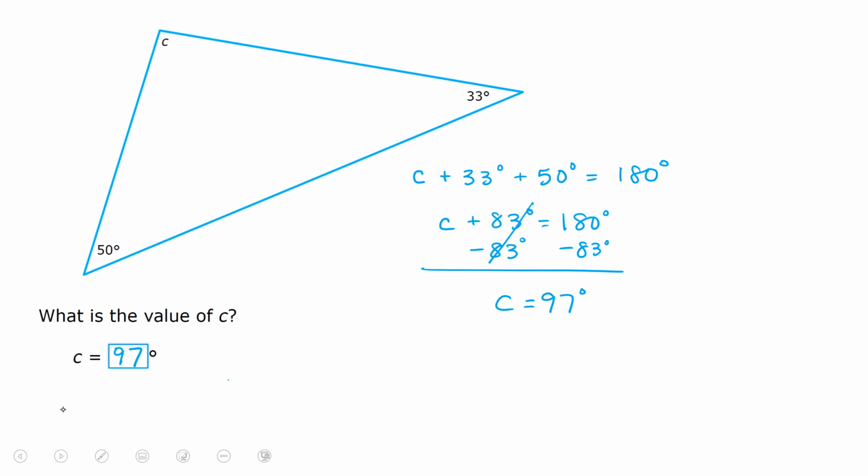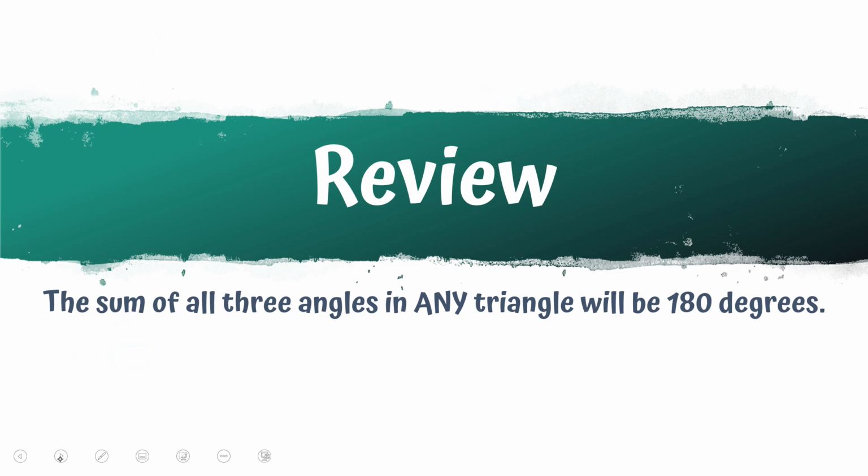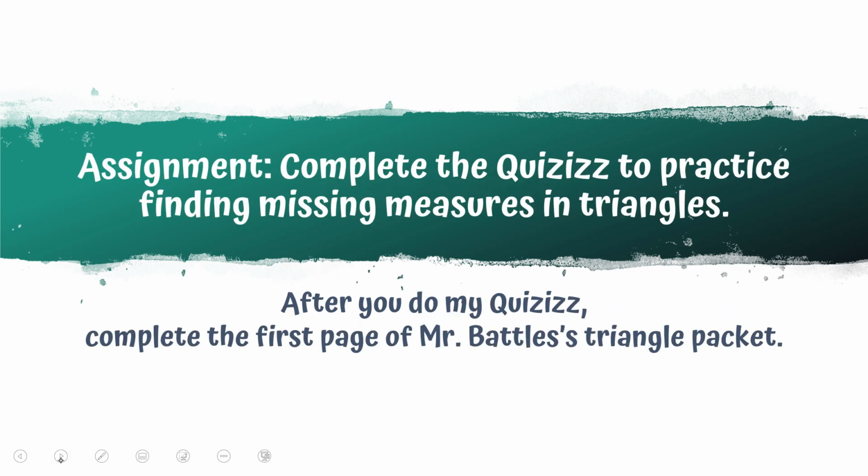I think this will be pretty simple for you to do, but if you need help, please just reach out to me on Microsoft Teams. You know I'm always here to support you. Let's review real quick. The sum of all three angles in any triangle will always be 180 degrees. This is what the Triangle Sum Theorem tells us.